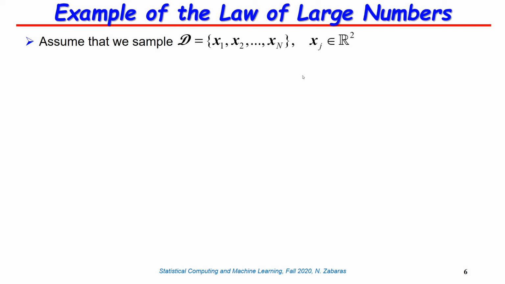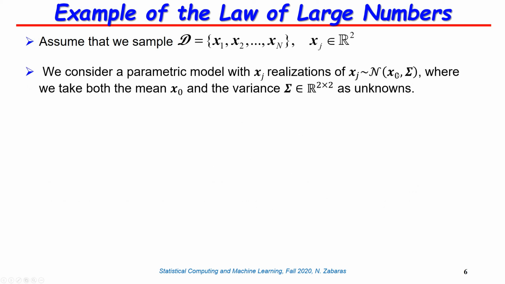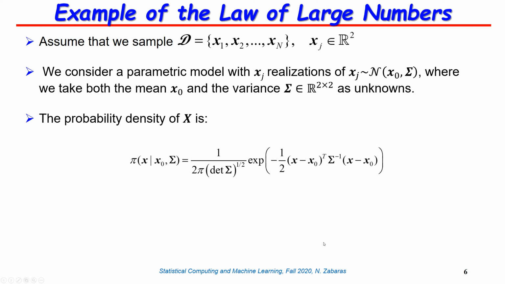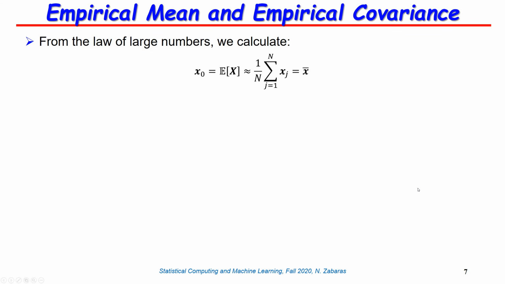Let's say that we have this data, vectors in R2, and we want to fit them with some two-dimensional Gaussian. So we want to compute the mean and the variance of this Gaussian. That's our main unknowns. I remind you, the PDF of the distribution looks like this in 2 dimensions. And so we want to compute x0, and we want to compute sigma. Obviously, I already told you that x0 is a good approximation from the law of large numbers, the sample mean.